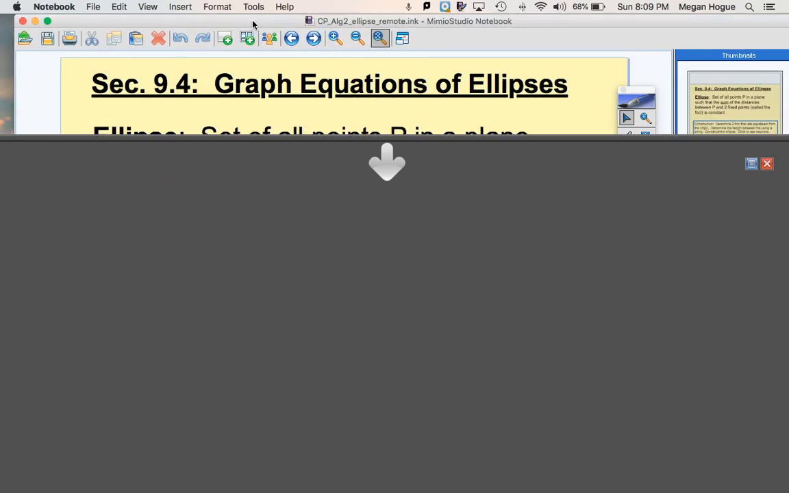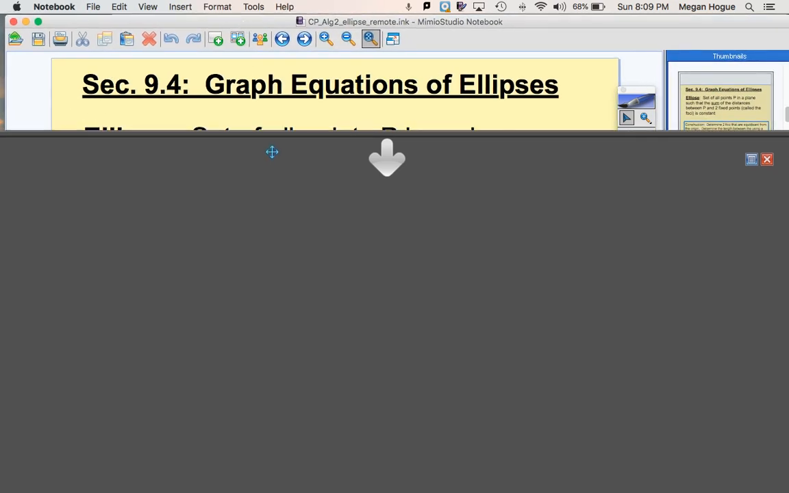Okay, so we've talked about circles both at the origin and centered otherwise. That's going to lead us into ellipses. So, an ellipse, we first have to get what the definition is.